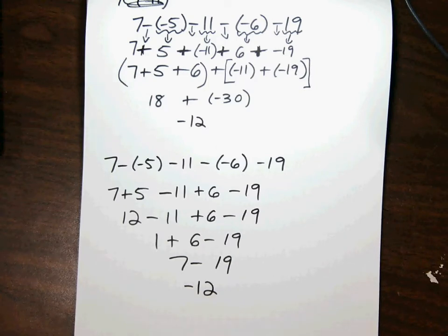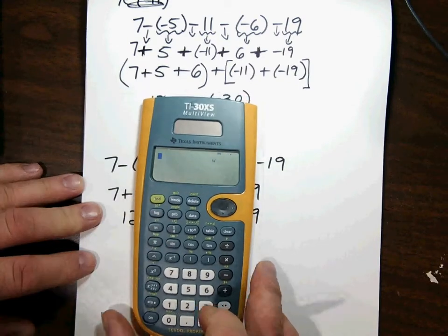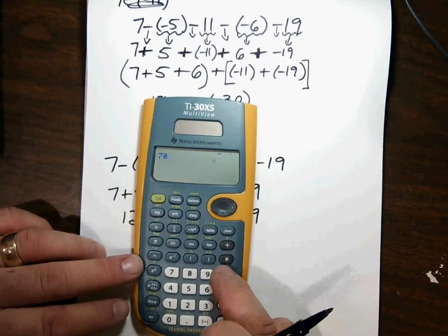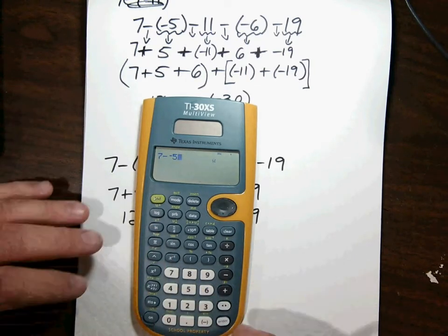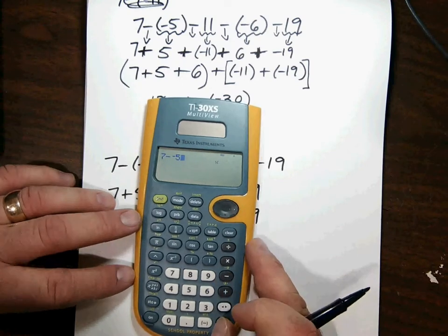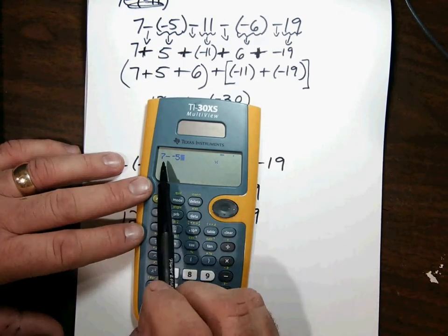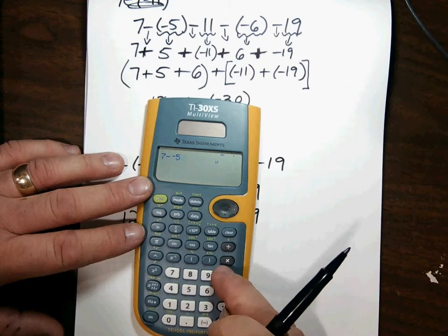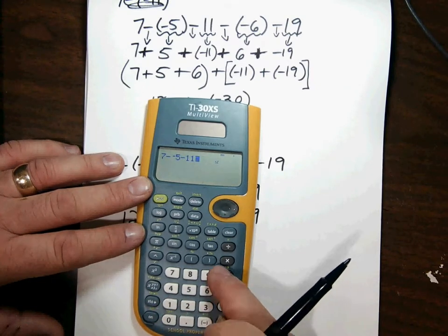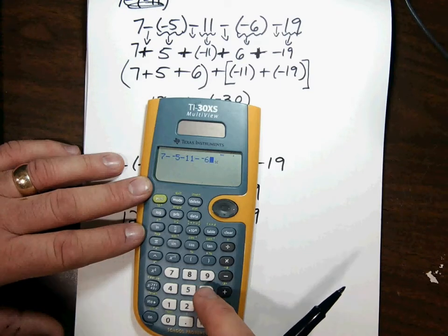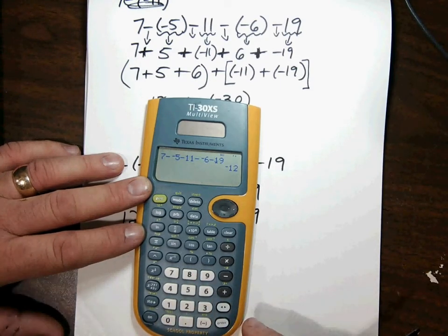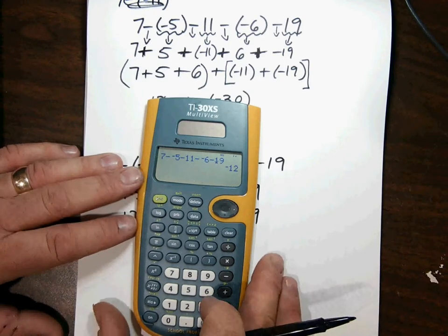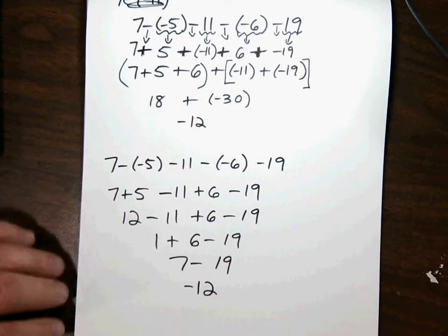Okay? Can we do it on our calculator? Of course we can. Let's do it. 7 minus, remember negatives down here at the bottom, negative 5. Now we don't need to put parentheses in the calculator in this case. There are times when you need to, but not to separate the minus and the negative. I don't have to do it in the calculator. Minus 11 minus negative 6 minus 19, enter, negative 12. Okay? Alright, good deal.